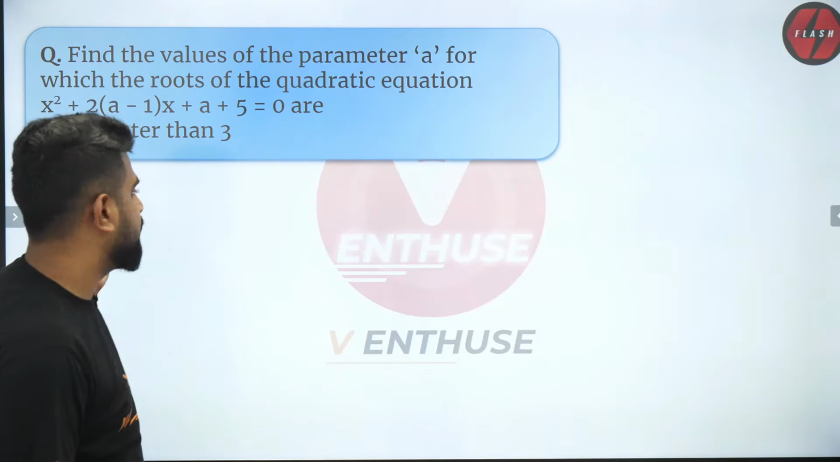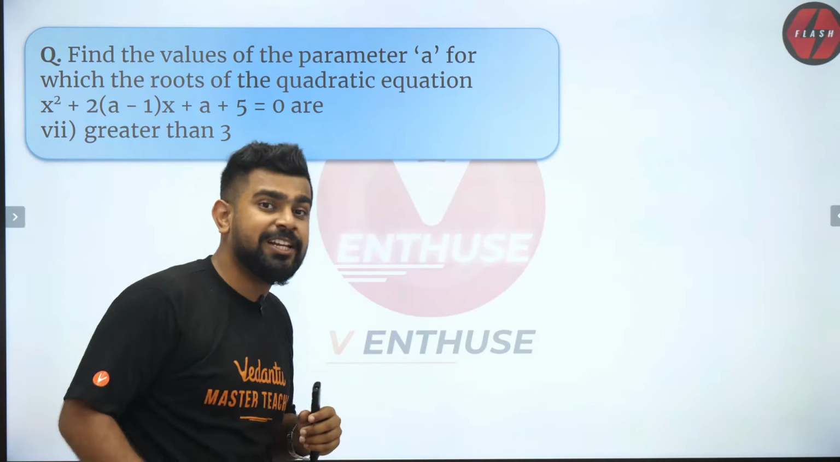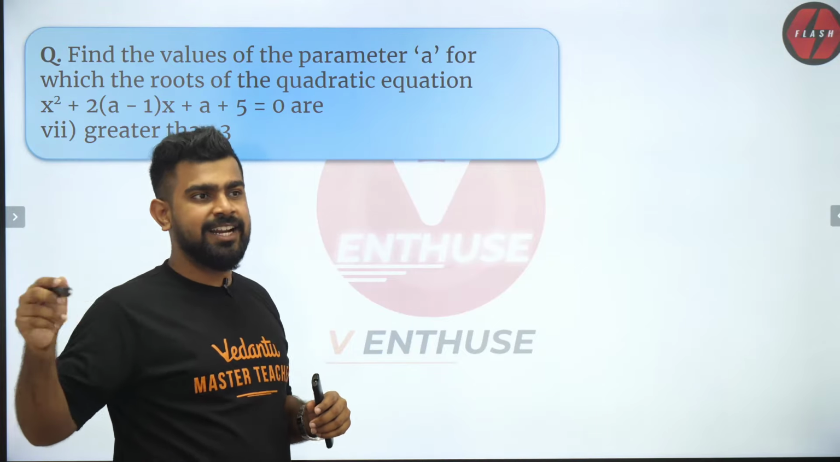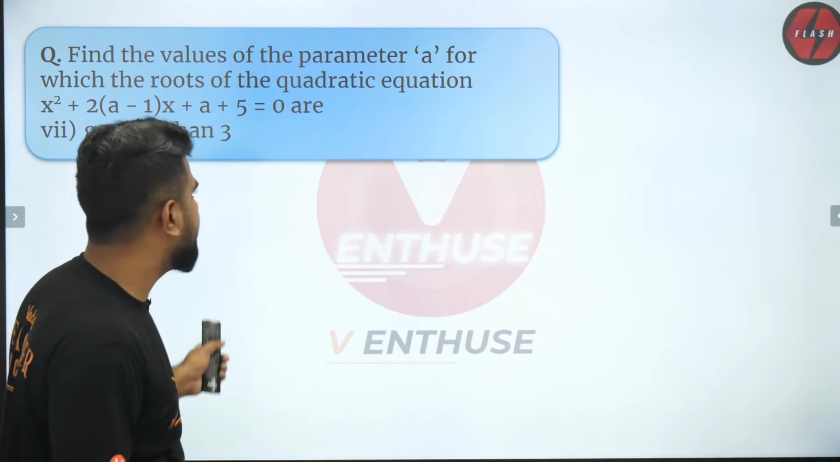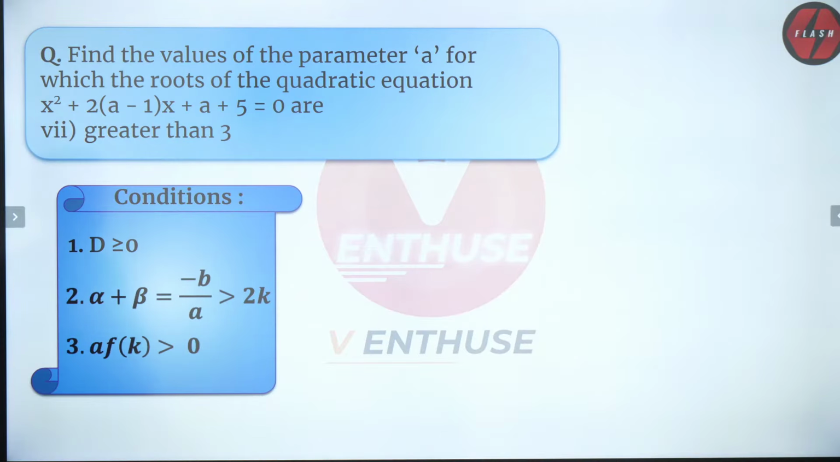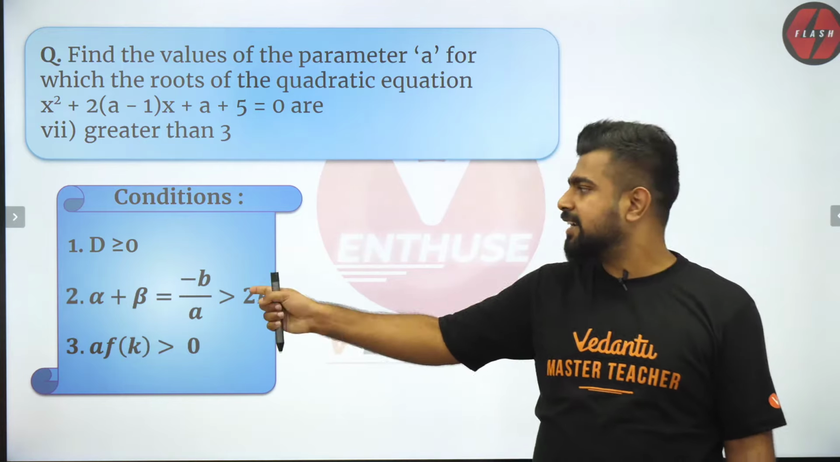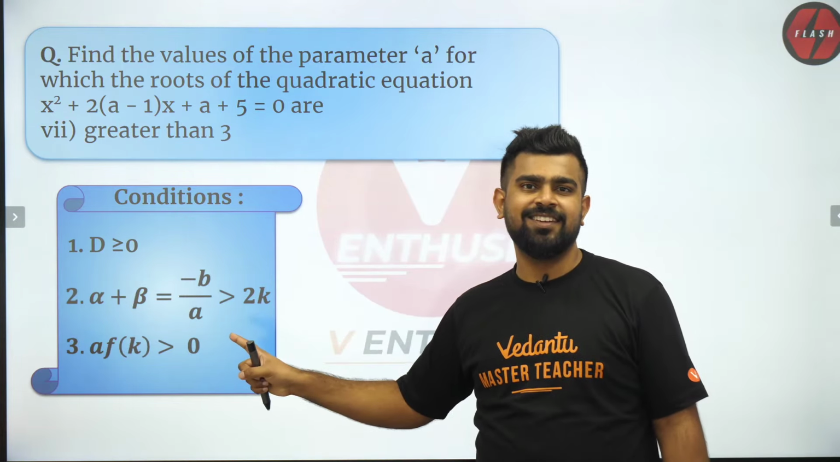What else can we say? You guys remember a f of k. So a f of k should be greater than 0. That also should be done. So those are the 3 conditions. I hope you guys got it. Look at it. Isn't that exactly what we did yesterday?